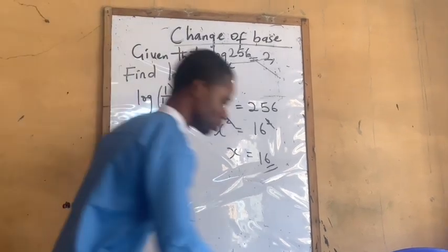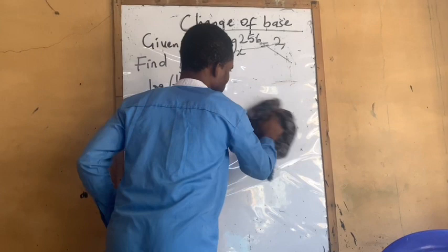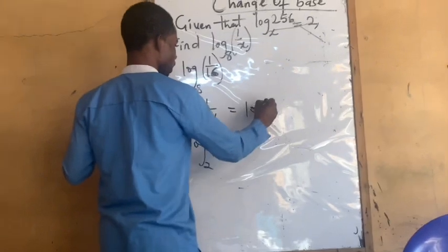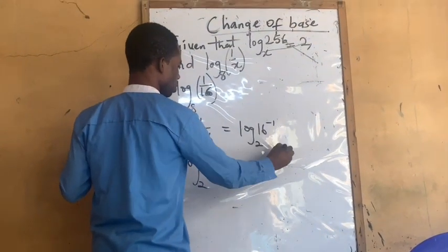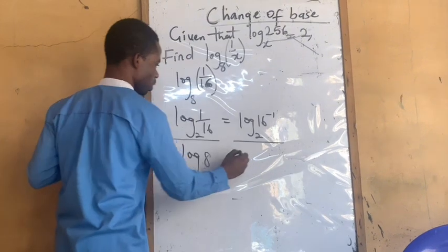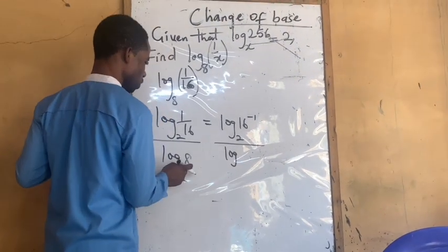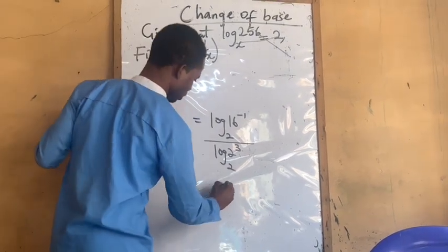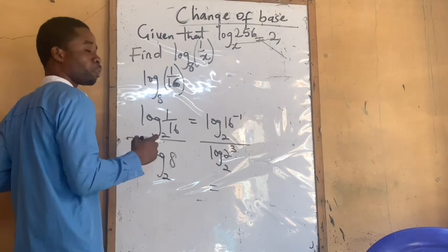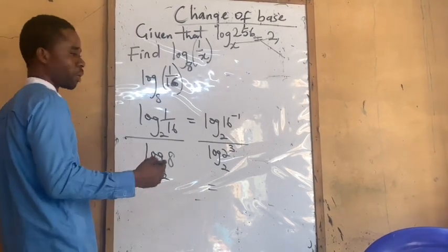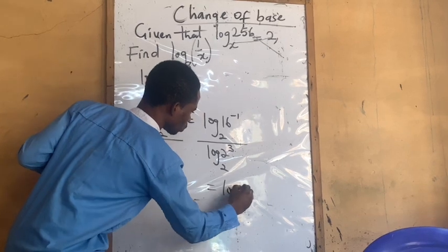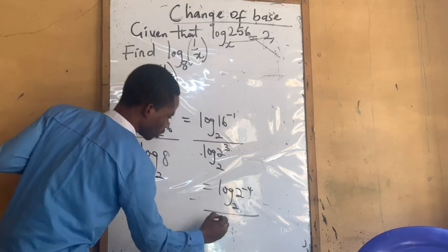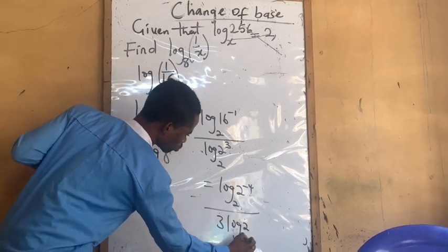Now that you have applied change of base, this one will become log of 16 raised to power minus 1, base 2. By the time you apply your log indices, log of 8 is actually 2 raised to the power 3, base 2. And you know that this 16 raised to the power minus 1 can be 2 raised to the power 4, which this minus is going to affect, 2 raised to the power minus 4. Log of 2 raised to the power minus 4 base 2, all over this 3 comes here, 3 log 2 base 2.